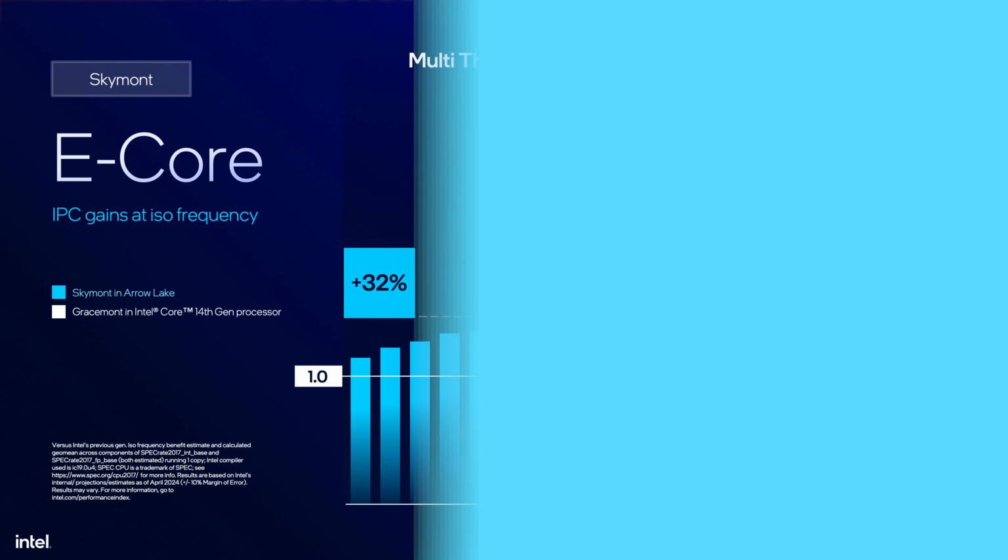72% IPC improvement. We took a number of workloads, about 6 or 7, and the average was about that. That means some of those workloads are higher, and obviously some were lower, but it's really incredible what we're seeing. And then from a multi-thread perspective on the Skymont E-core, we're seeing very similar numbers.